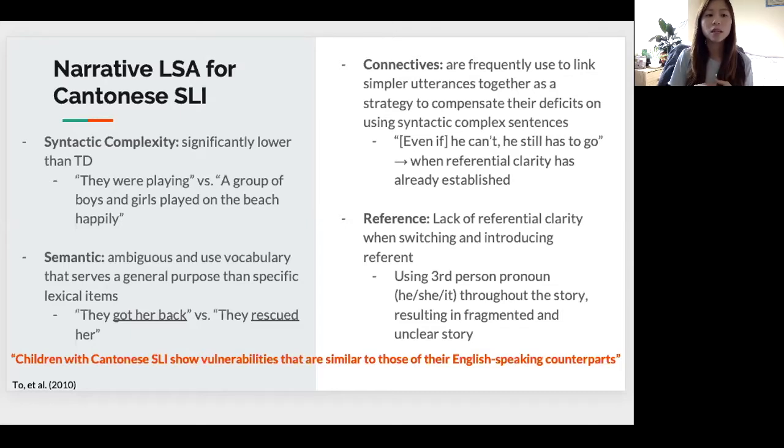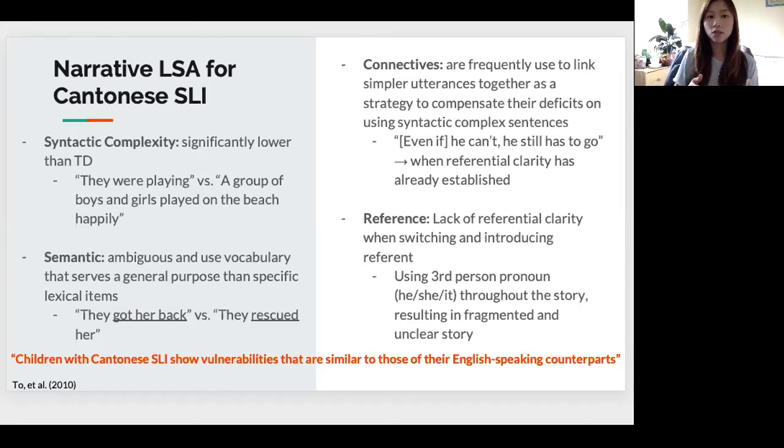For example, CSLI children would say they were playing, but their typically developing same age peers might describe the pictures as a group of boys and girls played on the beach happily. In the semantic domain, children with CSLI tend to use vocabulary that served a general purpose rather than specific lexical items. In a story retell task, CSLI children tended to say, "They got her back," instead of using the word rescue.